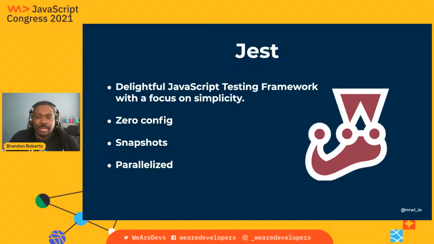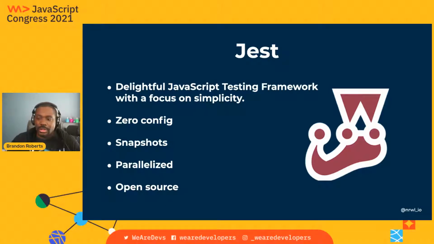Another thing that speeds up the tooling with Jest versus Karma is that things are parallelized, so as opposed to just running one test at a time, you can run multiple sets or suites of tests at a time, which of course speeds things up.